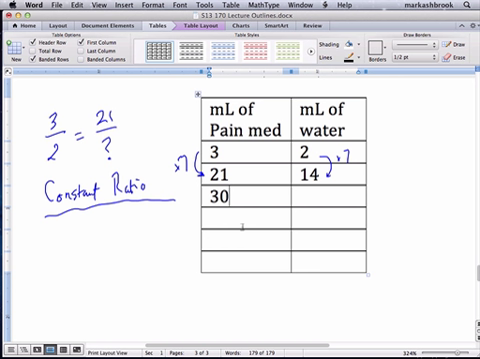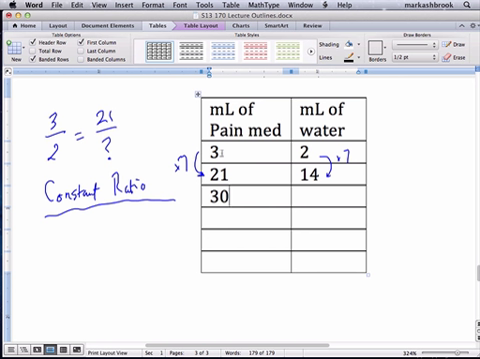No. That was not constant multiple reasoning, because we can multiply these 3 milliliters of pain medication by anything we want to get a new amount of pain medication. It's not a constant. So what is this? Scaling. Scaling is when you take one of the quantities and you magnify it or shrink it to get a new amount of that same quantity. Then you have to do the same thing to the other one.